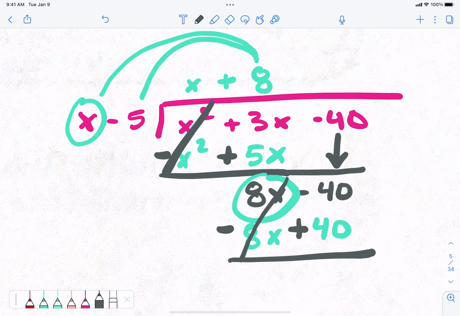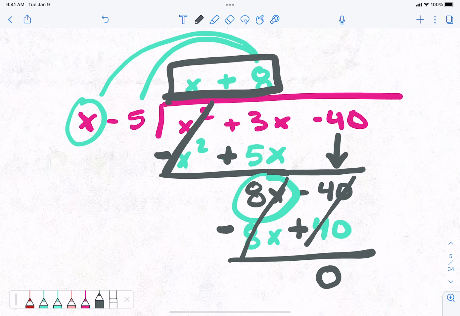So 8x and minus 8x cancel. Negative 40, positive 40, cancel. So that means I have no remainder, right? 0. It cancels out to 0. No remainder. So what's the answer? X plus 8. I have just divided successfully. X plus 8 is my answer.